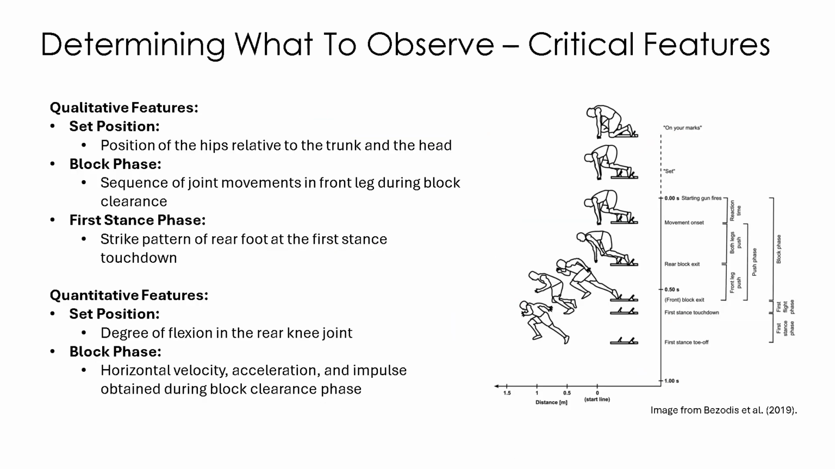Now, there are 5 critical features that can be observed during a sprint start, which allow athletes to reach their maximum velocity in the quickest time through rapid acceleration. So these qualitative features include the position of the hips relative to the trunk and head in the set position, the sequence of joint movements in the front leg during the block phase, and the strike pattern of the foot during the first stance phase. The quantitative features are the degree of flexion in the knee joint of the rear leg and the horizontal impulse, velocity, and acceleration during the block clearance phase.